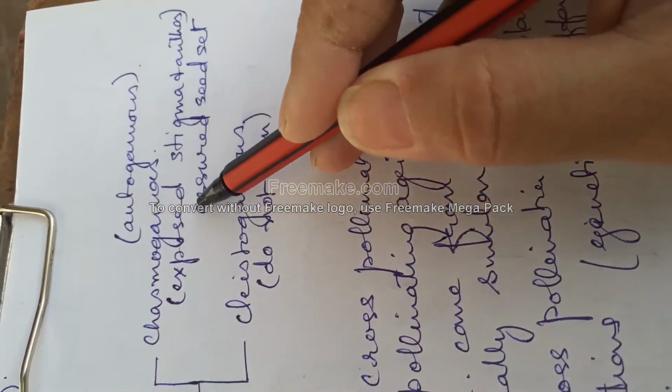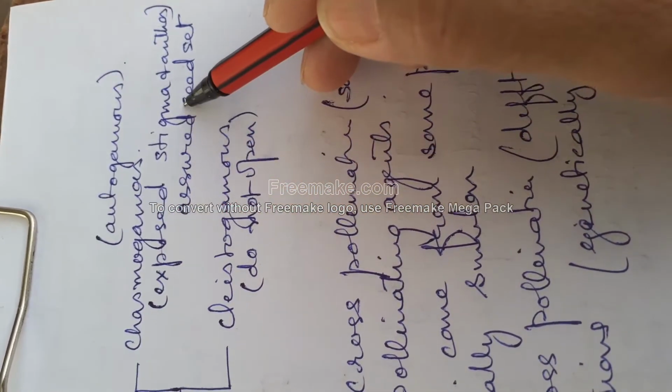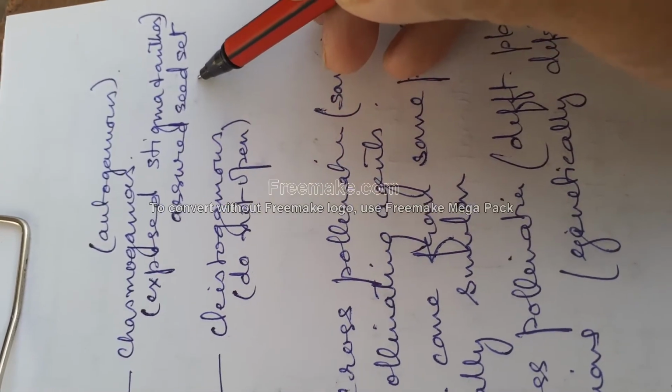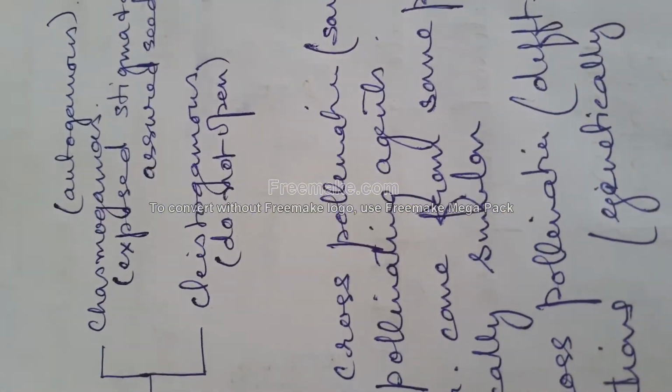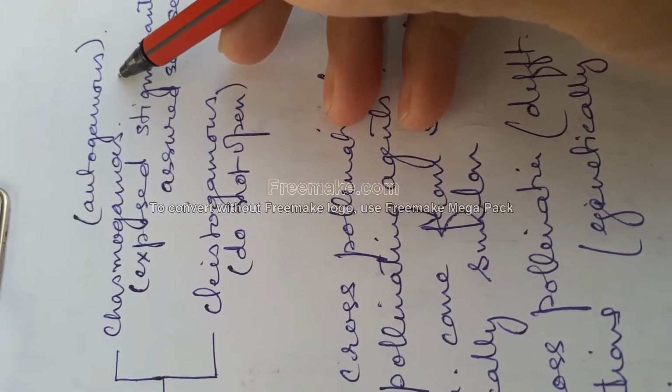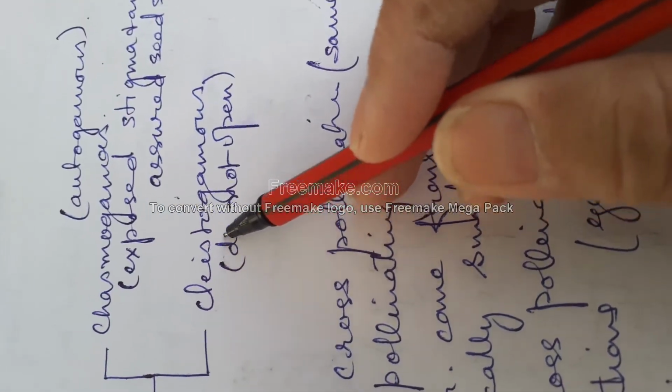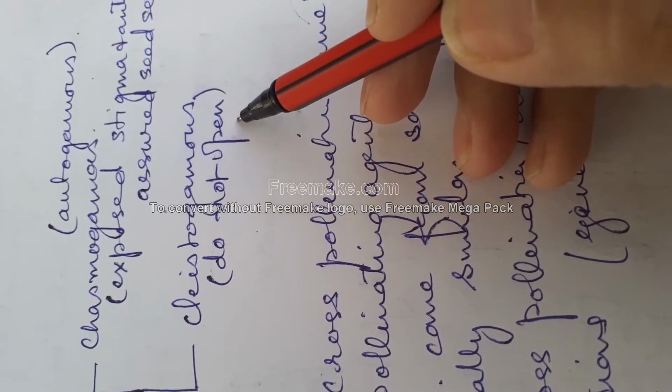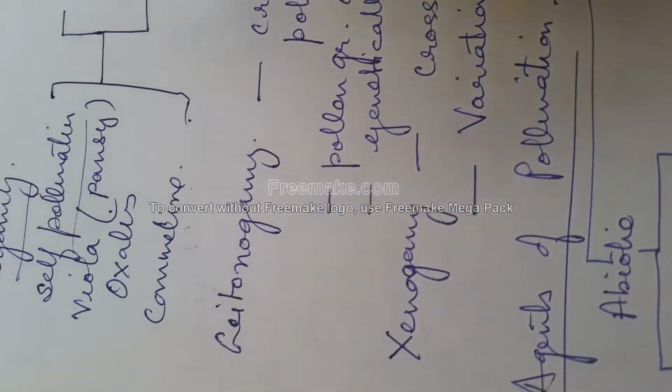Okay, here we find that there are 2 categories of flowers formed for self-pollination. These are chasmogamous flowers. In chasmogamous flowers, the exposed stigma and anthers are there, which results in assured seed sets. So these are completely autogamous, or self-pollination occurs in them, and there are some kinds of flowers which are cleistogamous, which do not open at all.